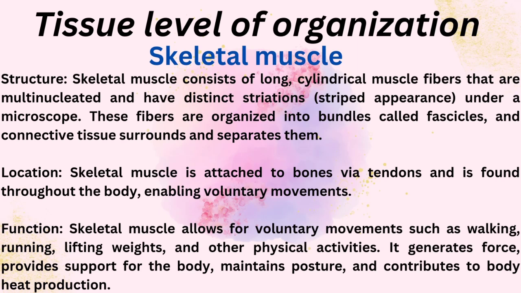Second, skeletal muscle. Structure. Skeletal muscle consists of long, cylindrical muscle fibers that are multinucleated and have distinct striations, a striped appearance under a microscope. These fibers are organized into bundles called fascicles, and connective tissue surrounds and separates them. Location. Skeletal muscle is attached to bones via tendons and is found throughout the body, enabling voluntary movements.